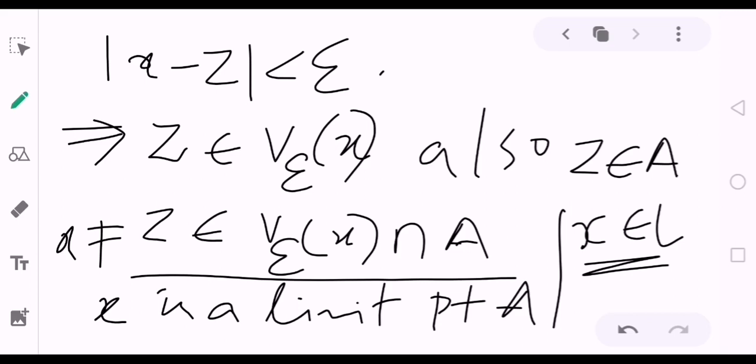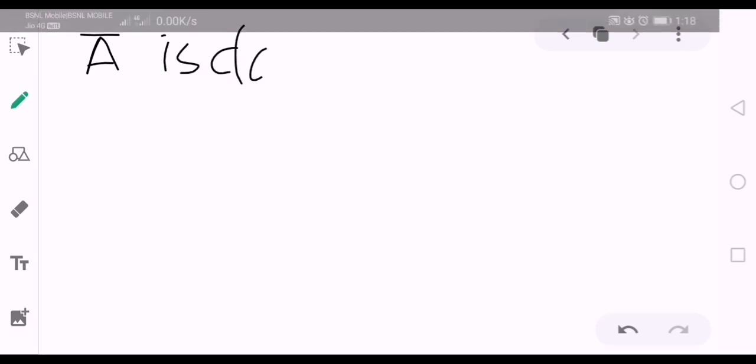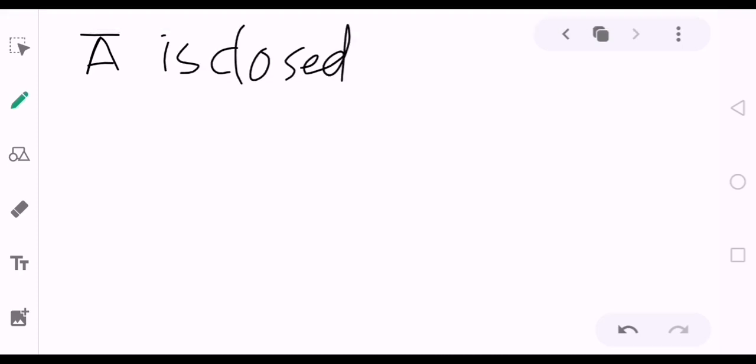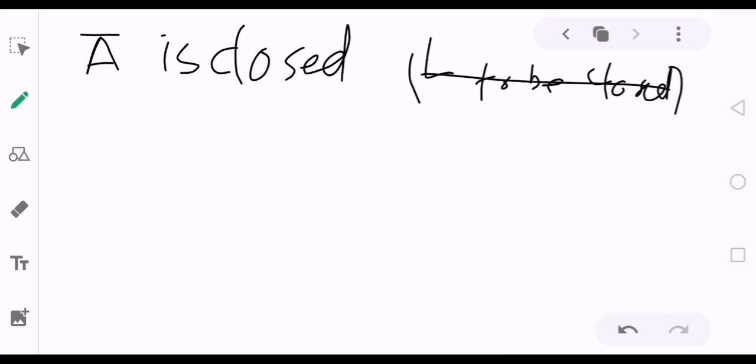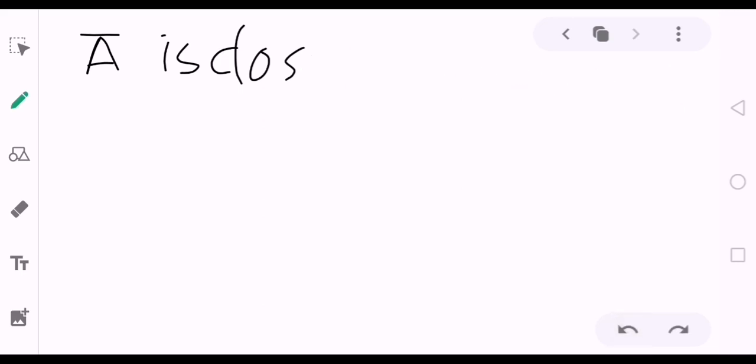Okay. Next, we prove that A closure is a closed set. That is the theorem asked us to prove, that is, A closure is closed. For proving A closure is closed, we need L to be closed. We will use this later. So next we want to prove that A closure is closed.